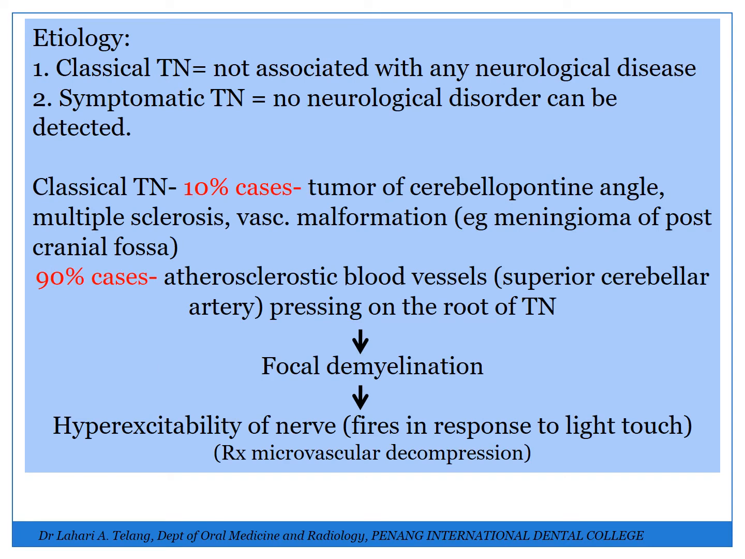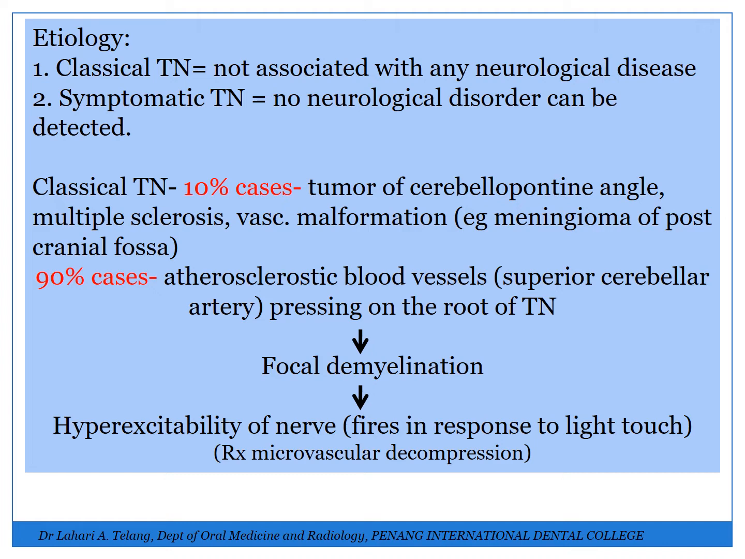Etiology in a classical trigeminal neuralgia is generally not associated with any neurological disease, whereas in a symptomatic one, a neurological disorder may be detected. In classical trigeminal neuralgia, in 10% of the cases, there could be a tumor of the cerebellopontine angle, multiple sclerosis, or vascular malformation. Example, a meningioma of the posterior cranial fossa.